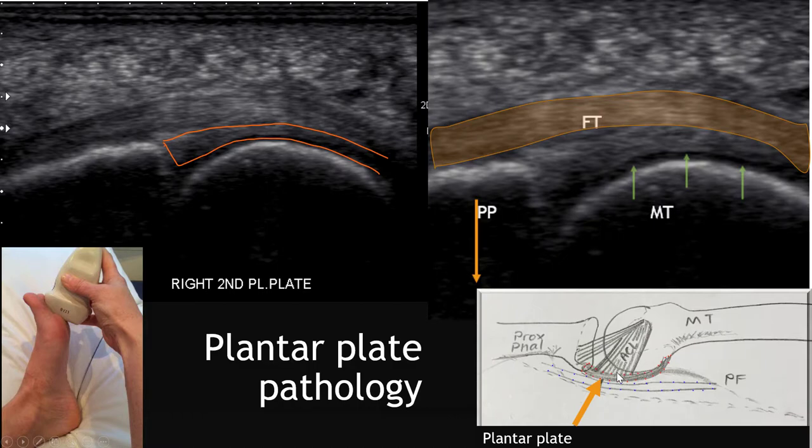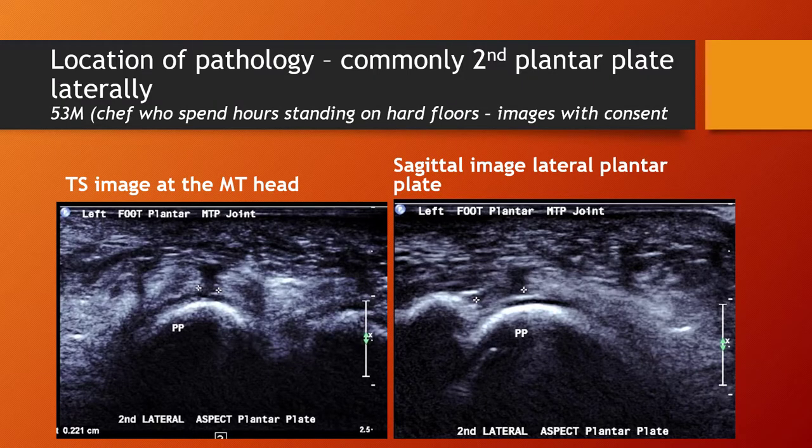So what can go wrong? Again, due to mechanical loading, the plantar plate can tear and it can also become degenerative. The common location of any pathology of the plantar plate is the second MTP and then after that the third, and it's mostly towards the lateral aspect of the second, and that can be because the second toe is longer and bears the most weight. So defects in the plantar plate can occur post-traumatically, so stub toe, or they can be acquired through degenerative change, and at times they're not symptomatic at all.